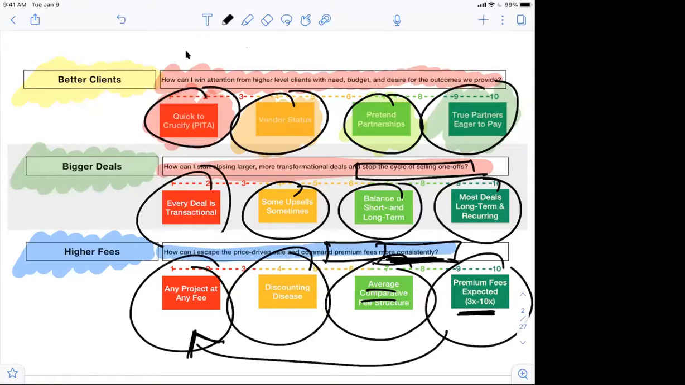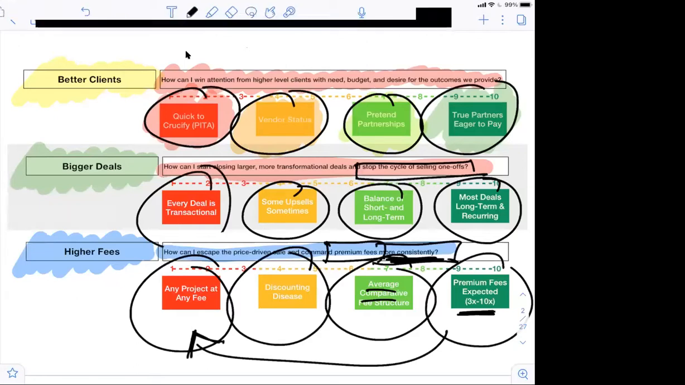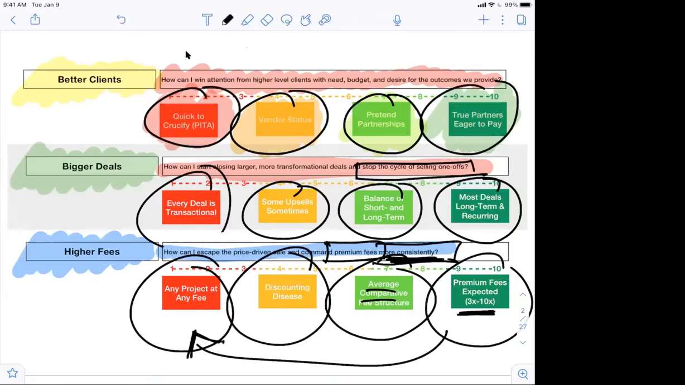So on the higher fee spectrum, let's see the snapshot. Where are you at this particular moment? Are you David Newman, 2002, 2003? Any project, any fee, anytime. Any warm body with a check looked pretty good to me back in 2002, 2003. And then discounting disease, there's permanent long-term cures for that we'll talk about. Average comparative fee structure, you think you're doing good, but it really could be a whole lot better. Or high fee nirvana, which is premium fees are expected. Most of your clients are coming in at that premium level, 3 times to 10 times what you used to charge when you were in the red zone.